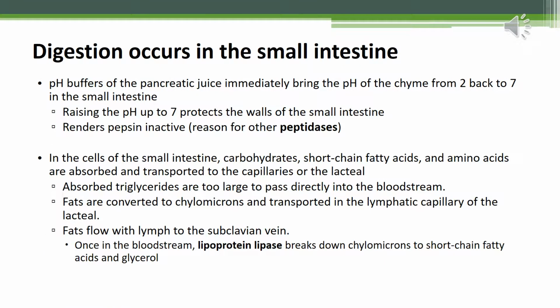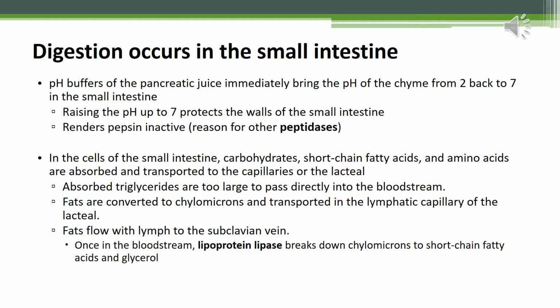In addition to those hormones which help to keep acid out of the small intestine and otherwise turn off the stomach, the small intestine also has pH buffers in the pancreatic juice, which help to bring the pH of the chyme from 2 back to 7 in the small intestine. And we need a pH of 7 in the small intestine to protect the walls of the small intestine, and also to allow the enzymes of the small intestine to work in that 7 pH environment, because they don't work in an acidic environment.